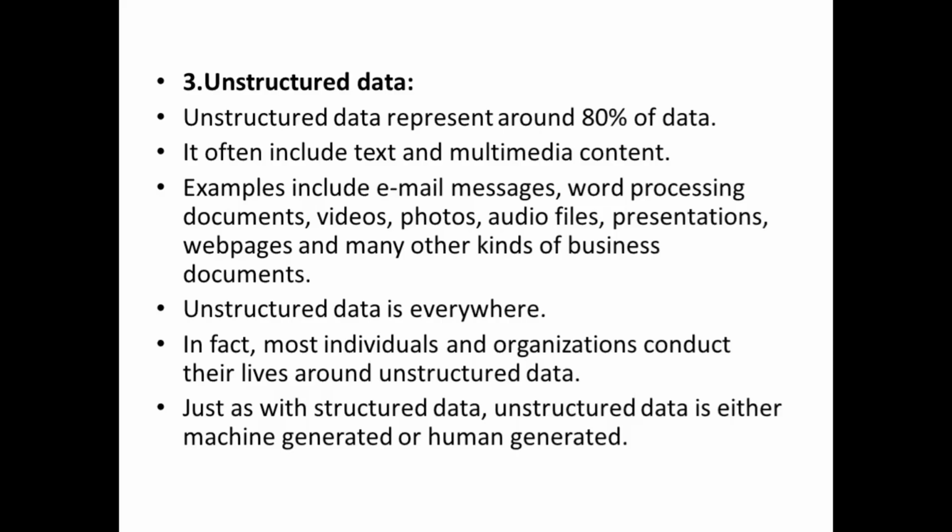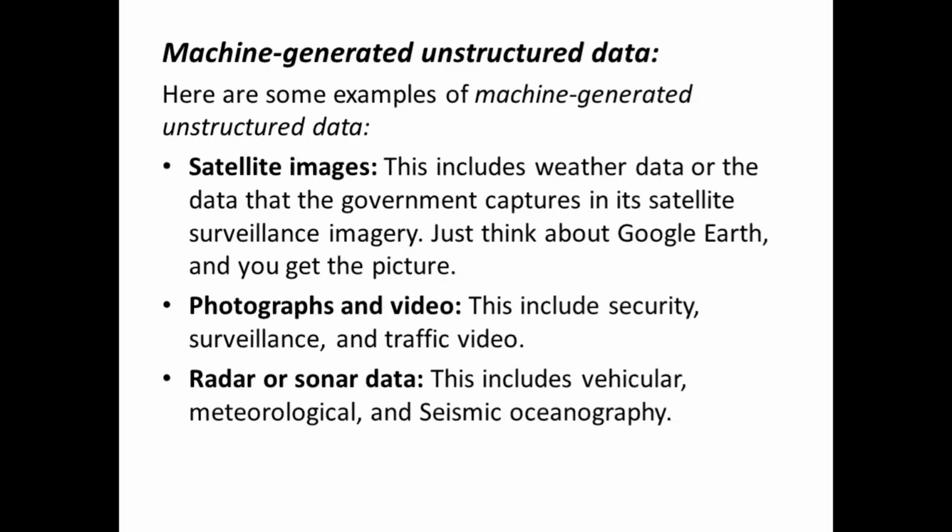Just as with unstructured data, it is either machine-generated or human-generated. What is machine-generated unstructured data? Some examples are satellite images. This includes weather data or data that the government captures in its satellite surveillance imagery. Just think about Google Earth and the pictures you get. These are satellite images, generated by the machine.